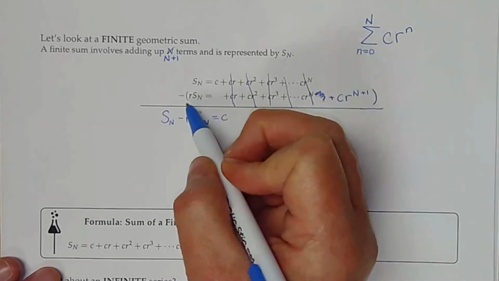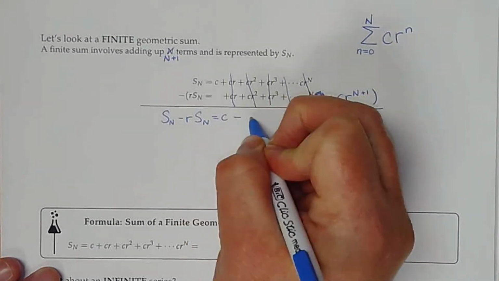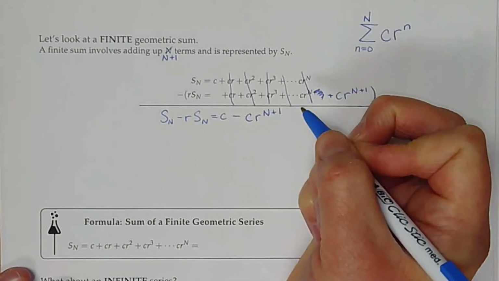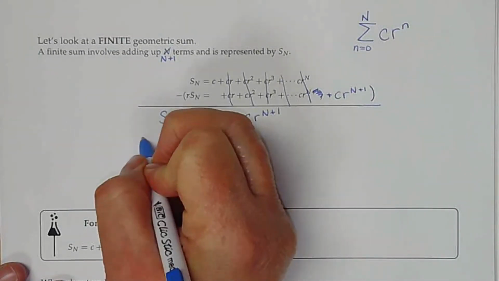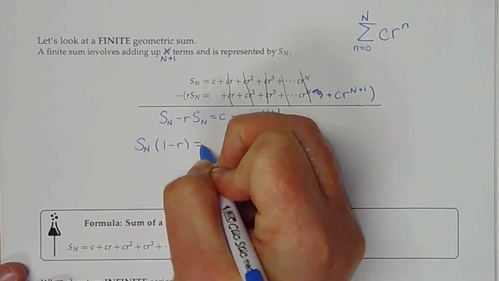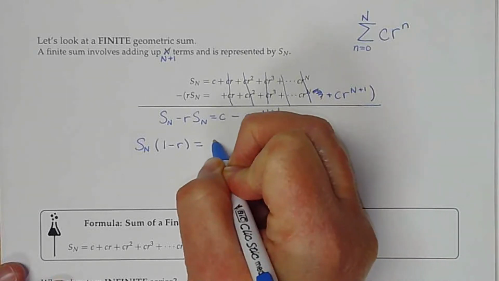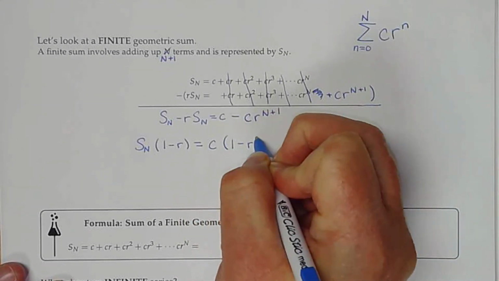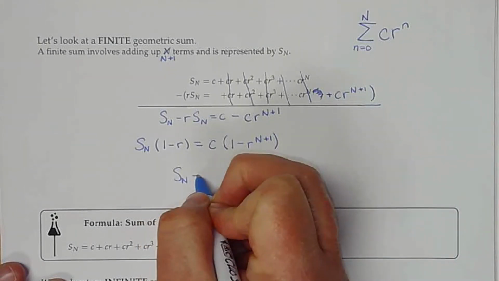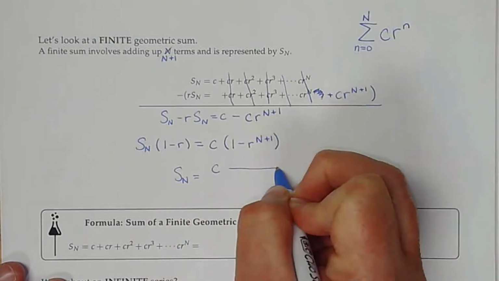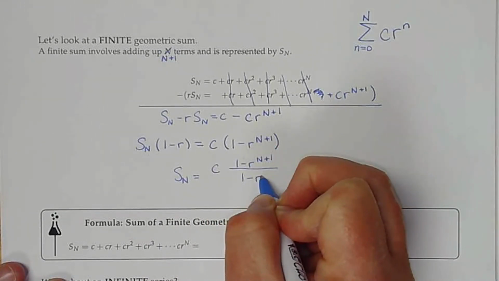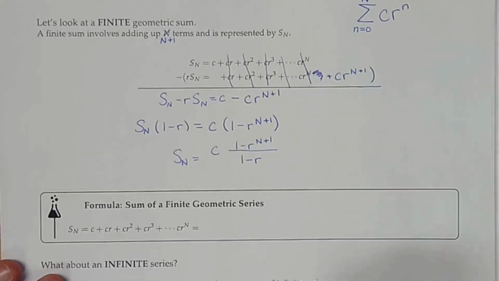And then remember that I have a minus sign here, so this will be minus Cr to the capital N plus 1. Right, I'm going to factor both sides. So on the left I'll factor out an S_N, and I get 1 minus r, and on the right I'm going to factor out a C, so I get 1 minus r to the capital N plus 1. And then to solve for S_N, I get C times 1 minus r to the capital N plus 1, divided by 1 minus r. And I can sum all that up in this box.